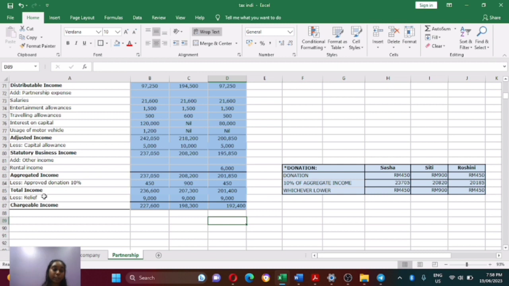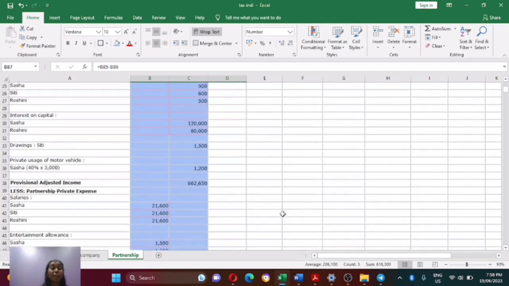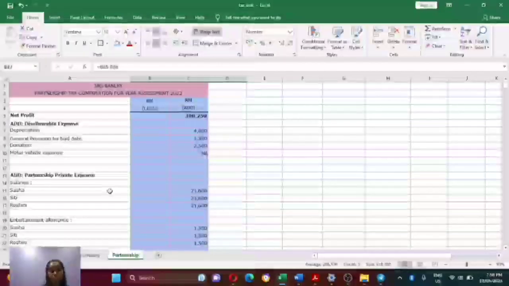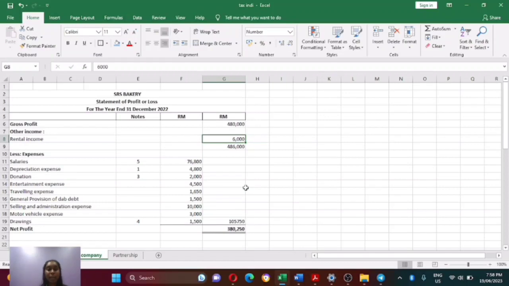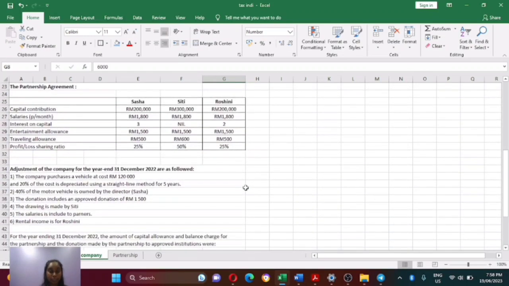The total income we have to reduce with the reliefs. Whenever we deduct the reliefs, we will get the chargeable income. So here is how I calculated the partnership tax computation by using the partnership agreement and also the annual report provided.